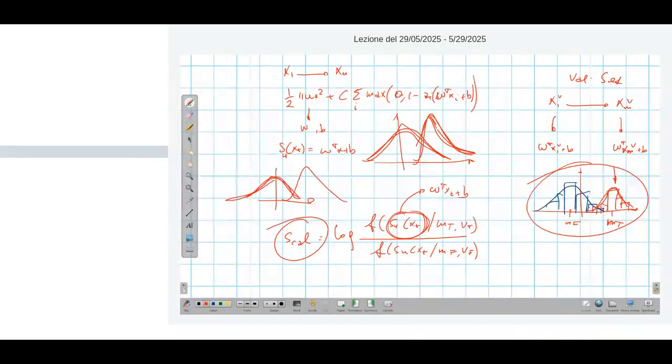This kind of shape you can't easily fit with a Gaussian model, because a Gaussian model here would fit like this, because the Gaussian model is symmetric. If you have something that is asymmetric, you can't fit it with a Gaussian model. So you will need to devise another distribution model for the scores.